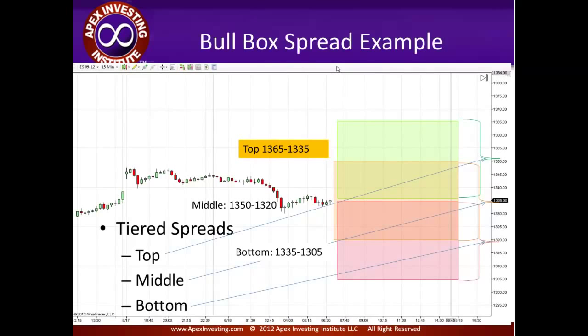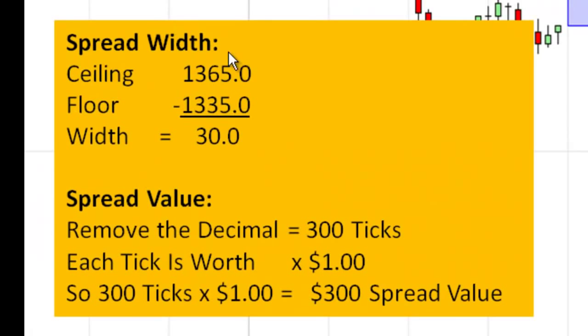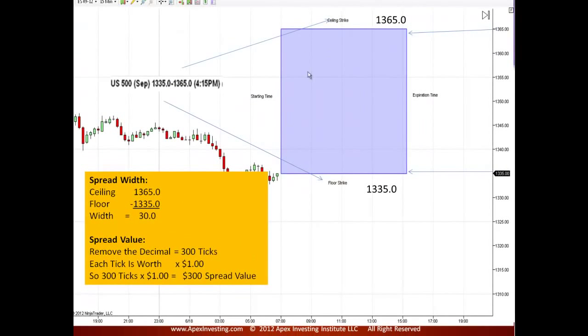If we look at the bull box spread example and the top spread, which is 1365 to 1335, I'm going to show you how to calculate the spread's value. It's really simple. You take 1365 minus 1335, and the difference is 30 points wide, 30.0. Now remove the decimal point. Instead of having to divide by 0.1, just remove the decimal, and you'll get 300 ticks. Every tick on Nadex, on every single spread, is worth $1. So 300 ticks at a value of $1 each is a $300 spread value. So this spread has a value of $300.